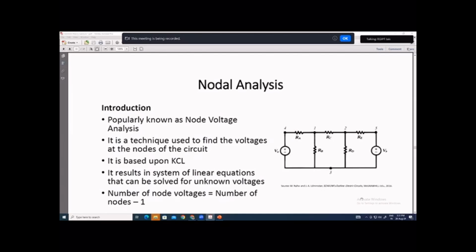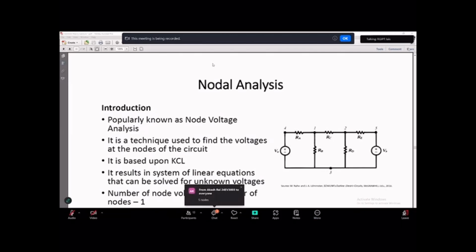The goal is to find out the values of this unknown voltage. So given this circuit, how many nodes are there? This is the circuit given to you, and it is already written 1, 2, 3, 4, 5.